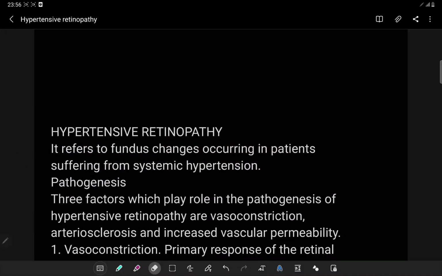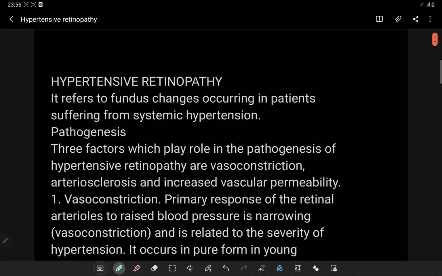Everyone, we're going to start with the vascular disorders of the retina. We have various vascular disorders of the retina, like diabetic retinopathy, retinal artery occlusions, retinal vein occlusions, hypertensive retinopathy, retinopathy of prematurity, and sickle cell retinopathy. So there are a lot of vascular disorders of the retina.